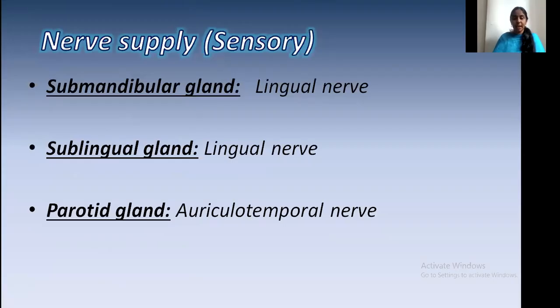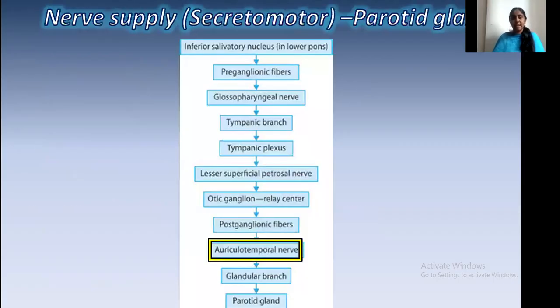Coming to nerve supply, the sensory nerve supply of the submandibular gland is the lingual nerve. Sublingual gland is the lingual nerve again, and the parotid gland is the auriculotemporal nerve. Secretomotor nerve supply to the parotid gland, that is the nerve supply which stimulates salivary gland secretion. This is the secretomotor pathway. Kindly note down, this is very important. You will be asked MCQs like, which does not constitute the secretomotor pathway of the parotid gland? Options will be given. You should pick which is not there.